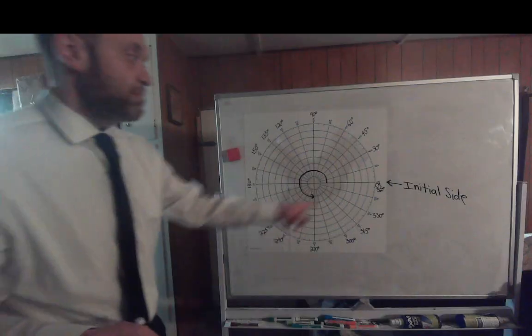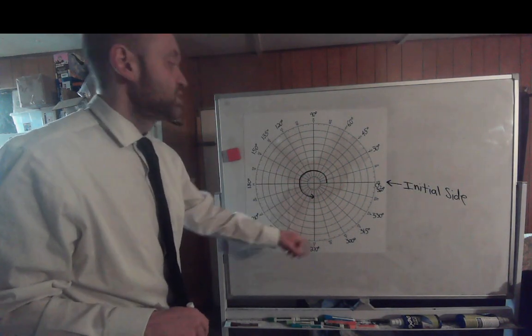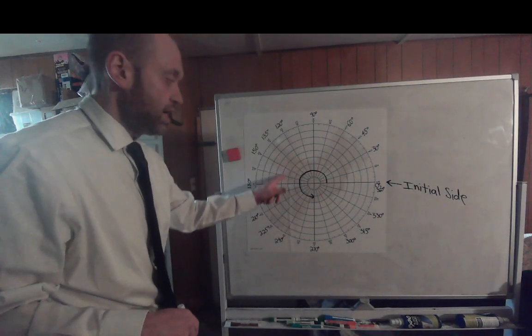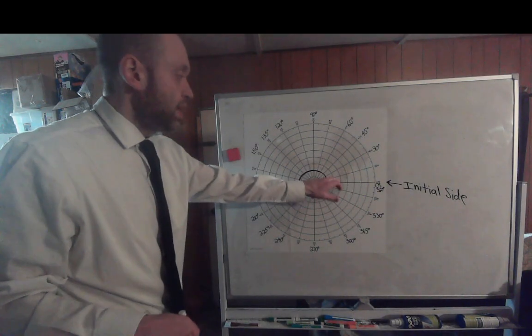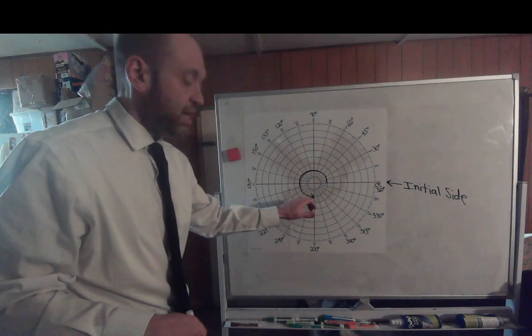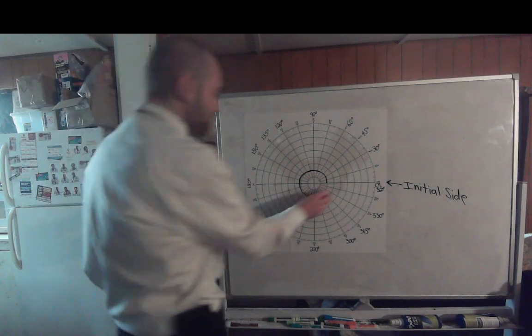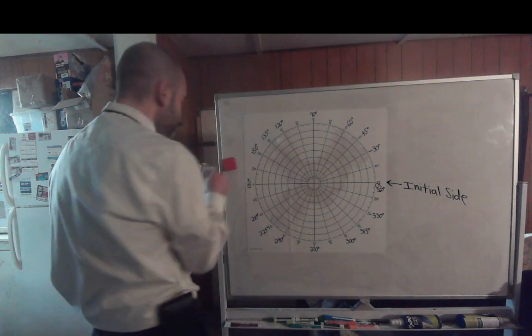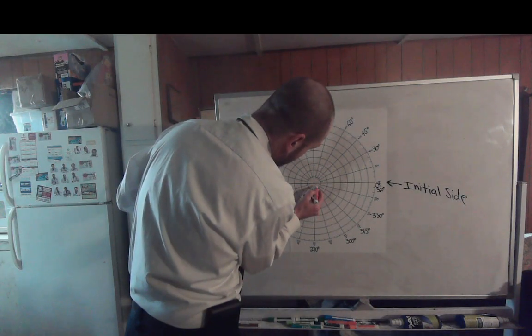And notice, to get positive angles, I am going counterclockwise. So when you go counterclockwise, you will end up with positive angles. That's how it's always worked. Now let's see here. For good measure, let's do 300 degrees.